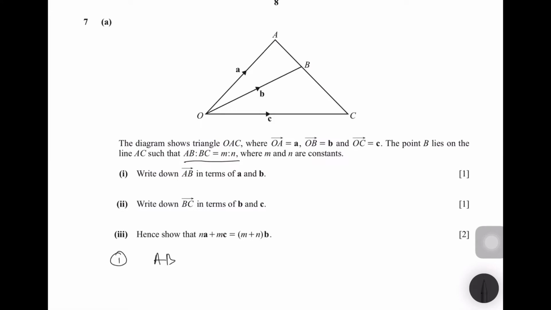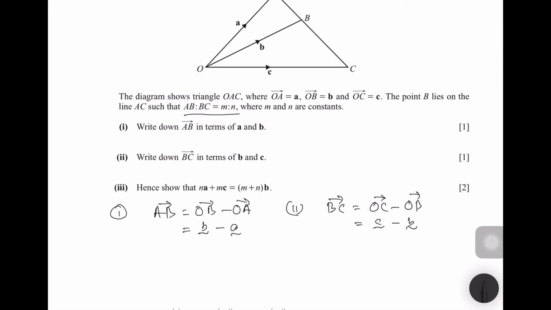AB equals OB minus OA. So let me write here B, OA is A. Question 2, let us solve BC. So this is OC minus OB. OC is here, position vector of C is C, and OB is here B. So we have got BC.